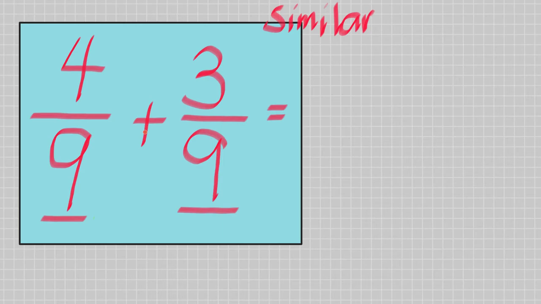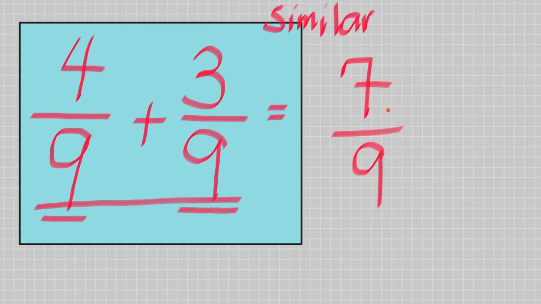Now, if the two fractions are similar, all you need to do is to add the numerators right away. 4 plus 3, and that is 7. And you will just simply copy the denominator. Since the denominator here is 9, you will just simply copy that. So 4 9ths plus 3 9ths, the answer is 7 9ths. Is this simplified? Yes, because you cannot find any other number aside from 1 that can possibly divide 7 and 9. So therefore, this is the final answer.